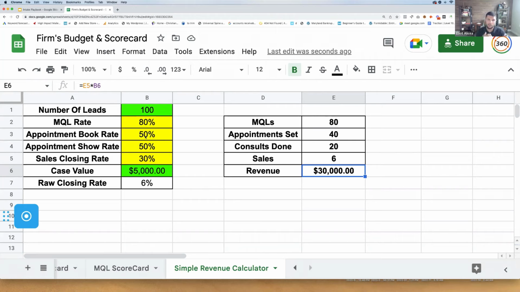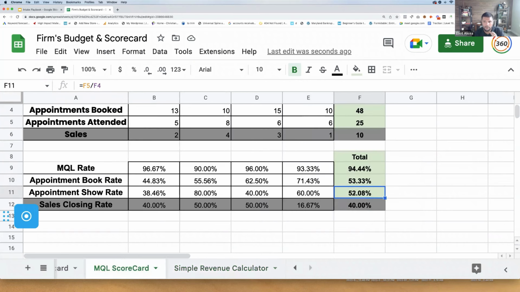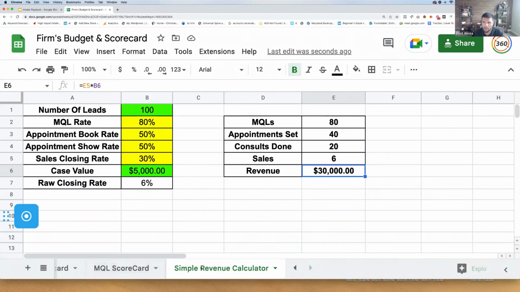So the good news is if we're off track, for example, on our scorecard here, which is 53%, 52%, 40%, 94%, I'm going to punch these numbers in for you really quick. They'll be pretty close. So this is a raw closing rate of 11%. We're at $52,000 in revenue.